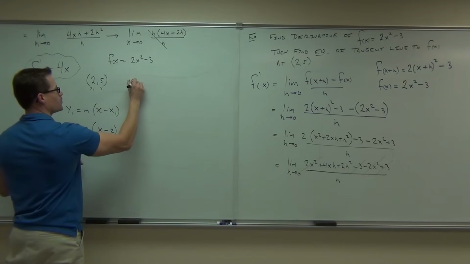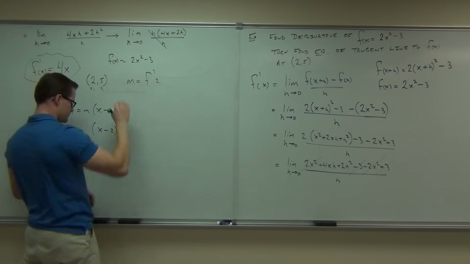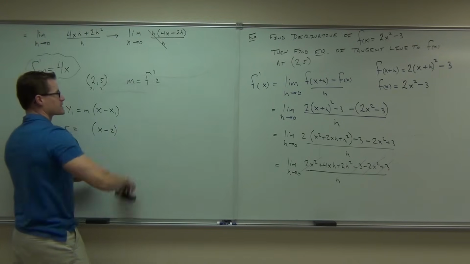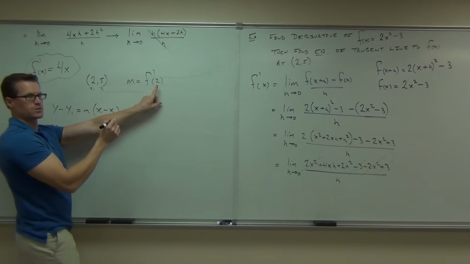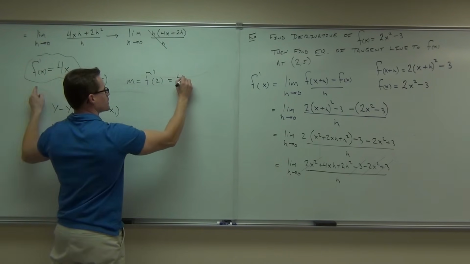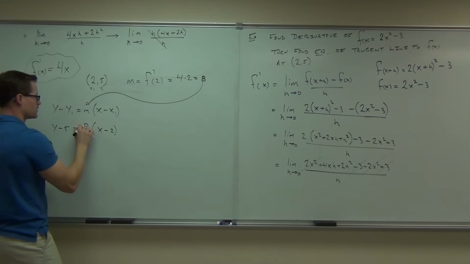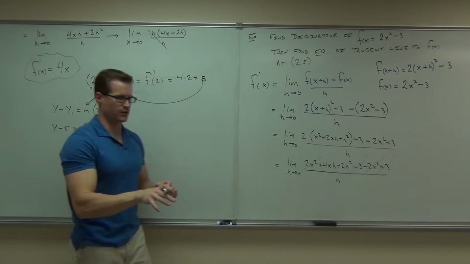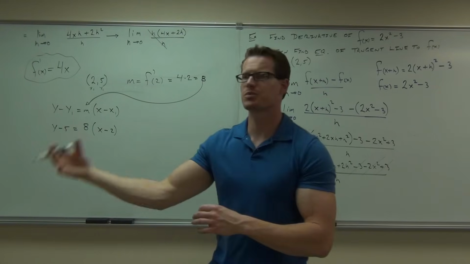So the slope will be, look at f prime of 2. F prime of 2 says this is the slope at the point x equals 2. Do you see the notation? The slope at 2 is going to be 4 times 2, or 8. That is my slope. That's how you find your slope. You deal with your slope function, the slope formula, you just plug in your x value.